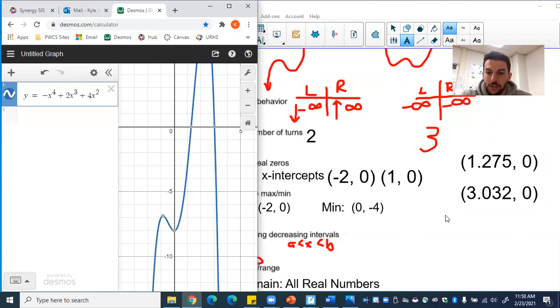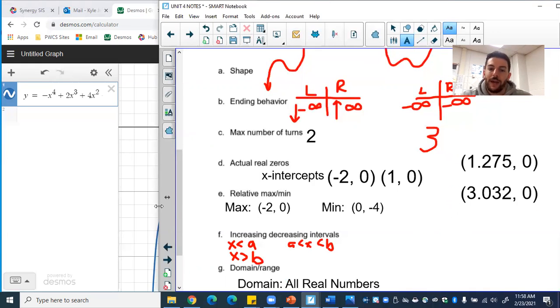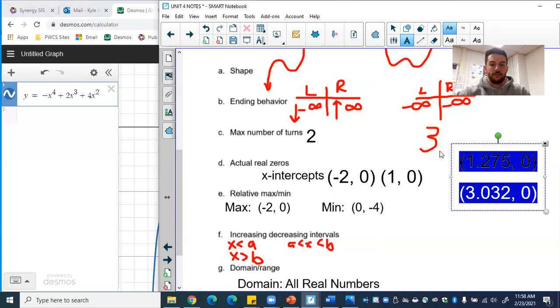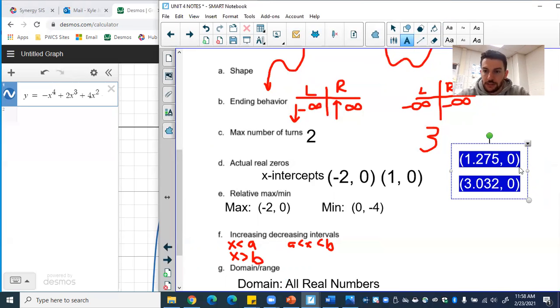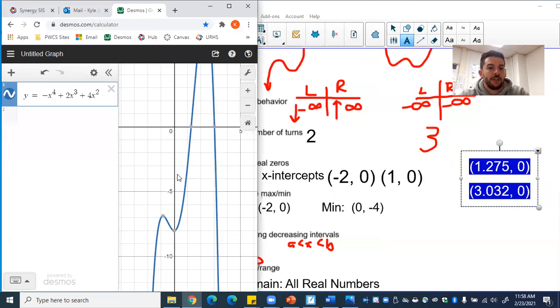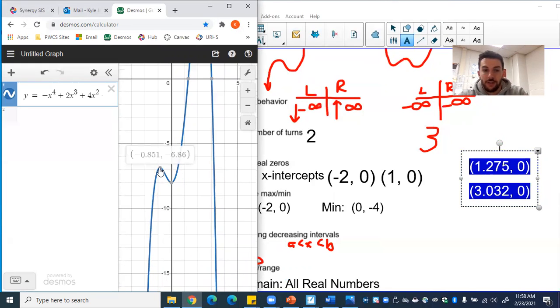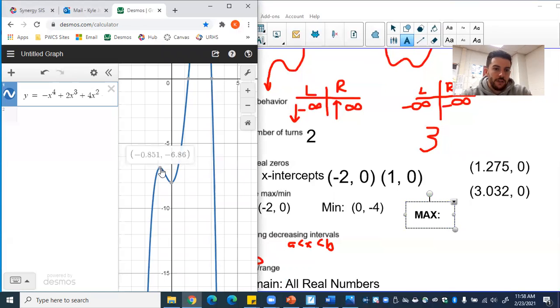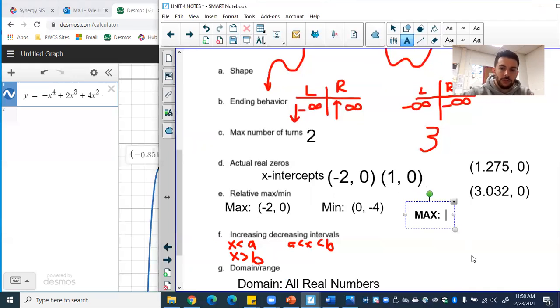Okay, so from here, those are the two x-intercepts. Now the max and mins. This is a problem where we're going to have more than one of these. Again, on this graph, the max and mins are the highest and lowest points of each of these little dips. So this one right here would be a max, because that is the highest point on this little dip. So for a max, we would say this point, -8, 0.851.